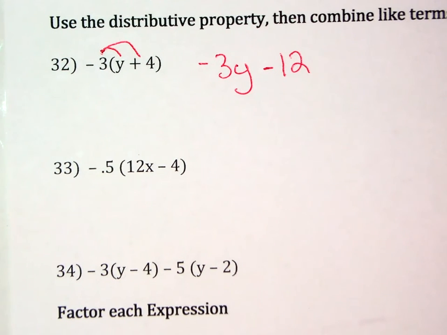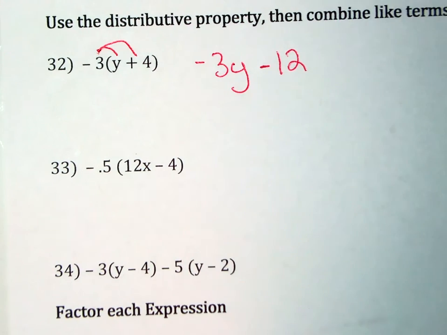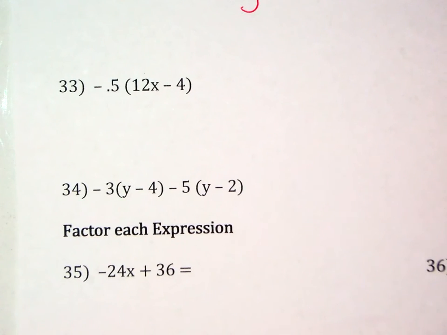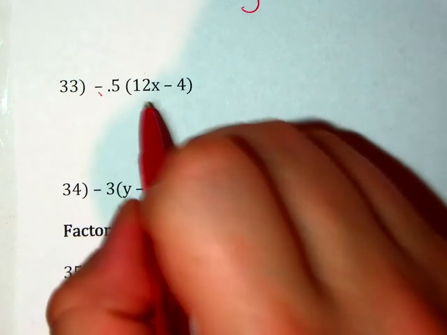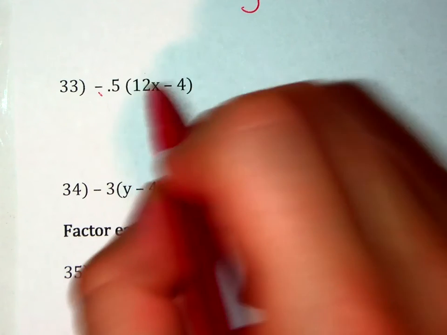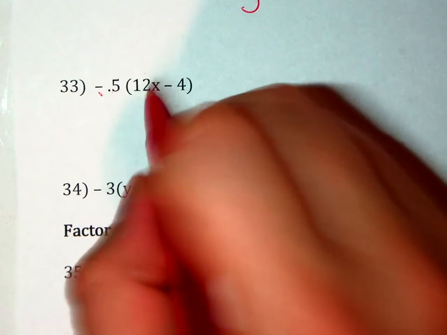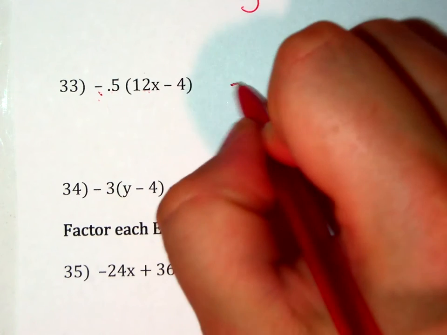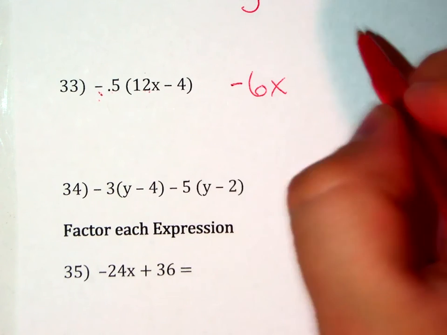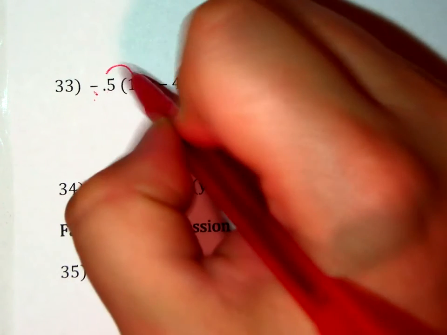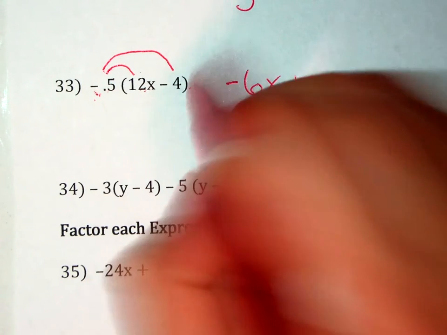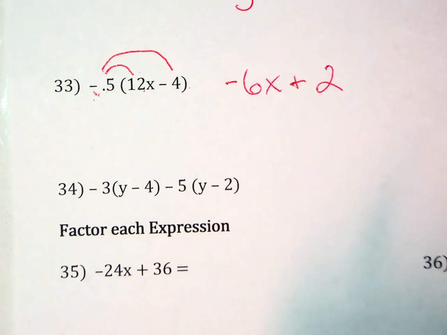There's nothing to combine because I don't have any like terms, so that is as simplified as I can get with this problem. 33. Negative 1/2 times 12. Well, 1/2 of 12 is 6, and a negative times a positive is a negative, so that would give me negative 6x. Again, a negative times a negative is now a positive, so 1/2 of 4 is 2. So my solution would be negative 6x plus 2.